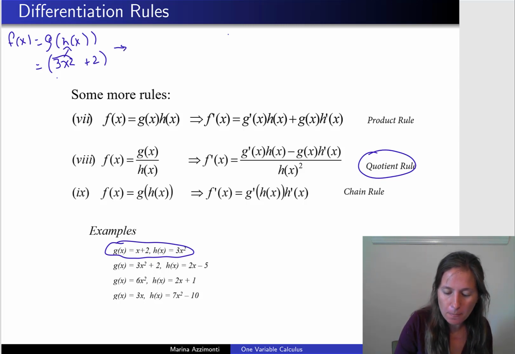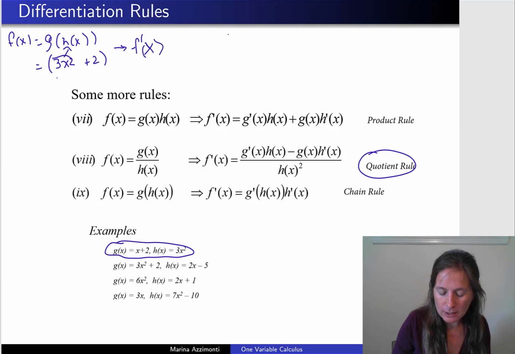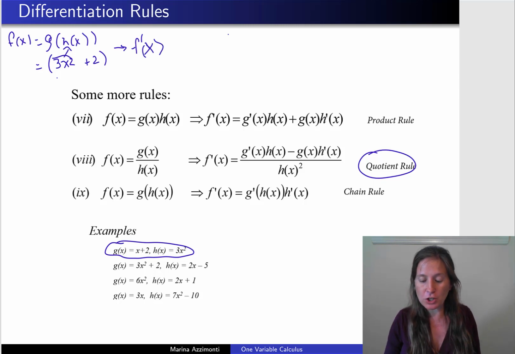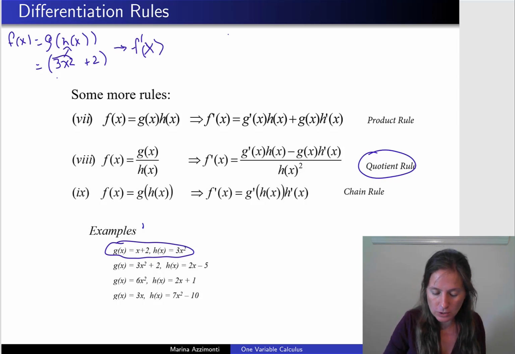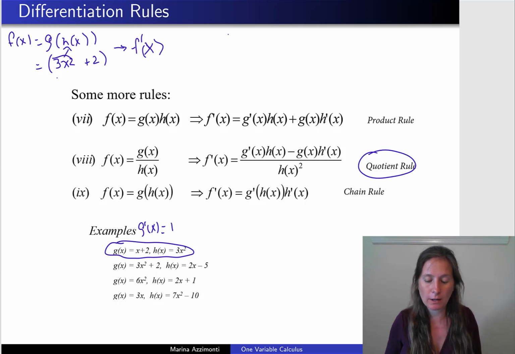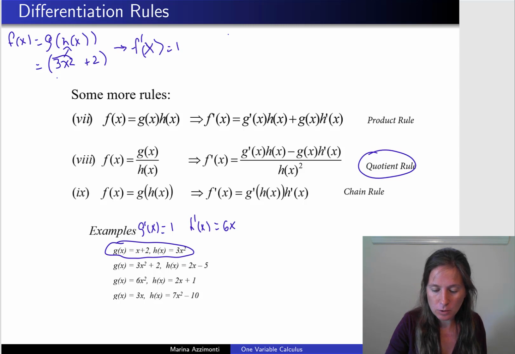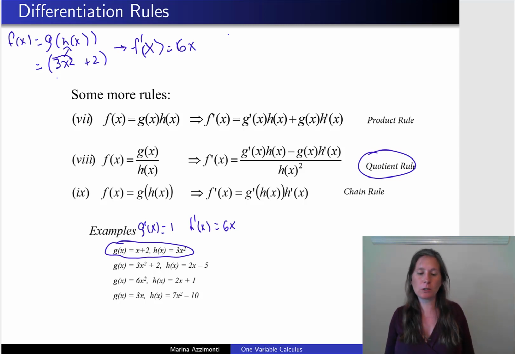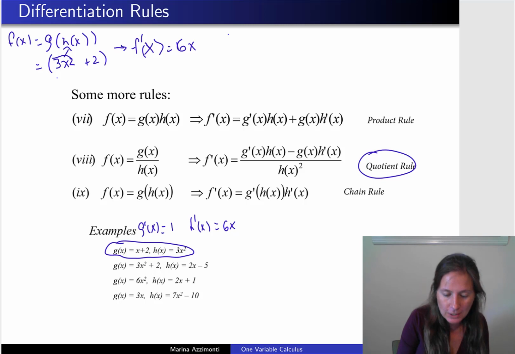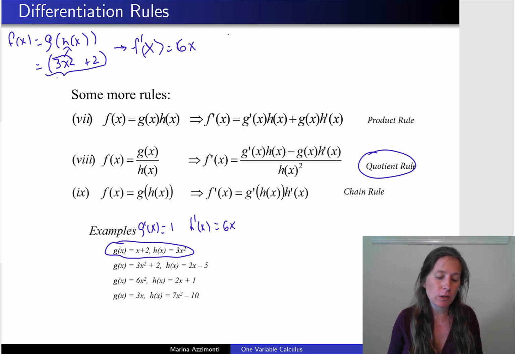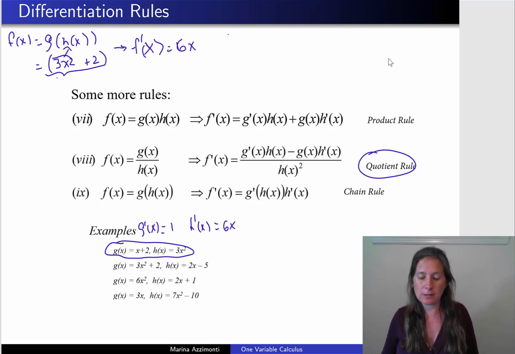So what is f prime? F prime of x is the derivative of g evaluated at h. So what is g prime of x? G prime of x is just 1. So this is just going to be 1 times h prime of x. H prime of x is just 6x. So f prime is just going to be equal to 6x. Notice that if you had actually taken the derivative of this function directly, you would have obtained exactly the same result.